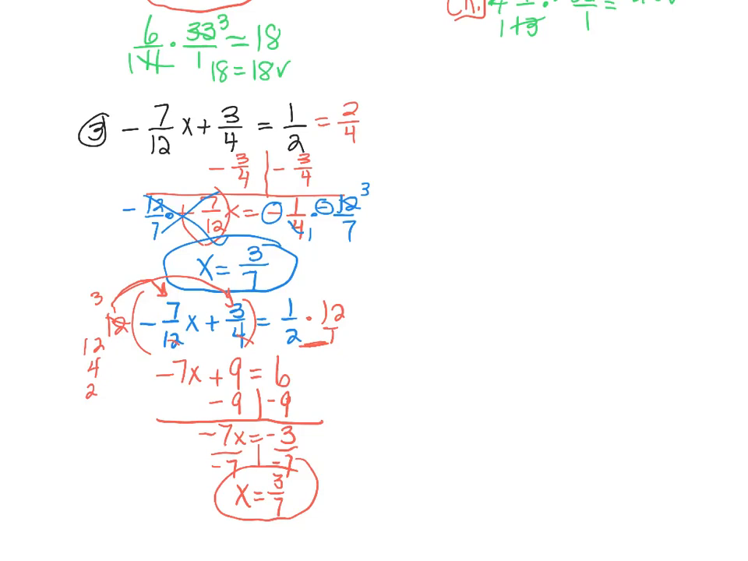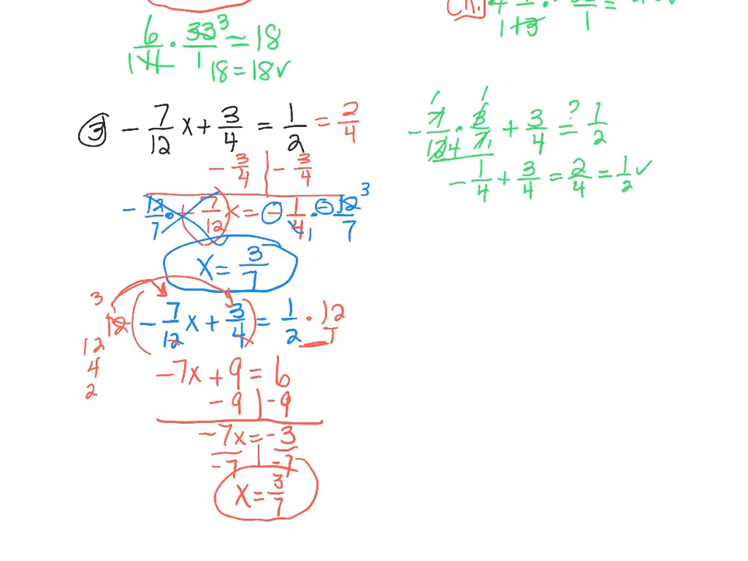way. Our check would be negative 7 over 12 times 3/7 plus 3/4. I want to know, is that really equal to 1/2? Well, we got to multiply first. Okay, those cancel. That's a 1, that's a 1, that's a 1, that's a 4. So I get negative 1/4 plus 3/4. I get 2/4. Oh my, look at that. 2/4 is really 1/2, so it checks. Okay?